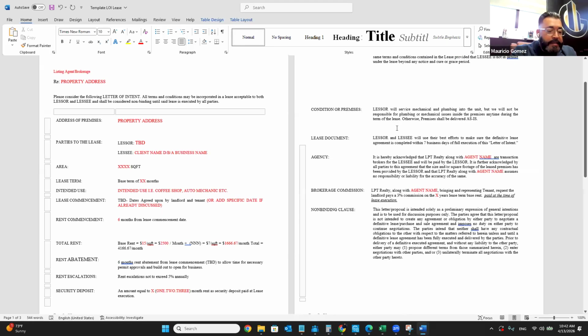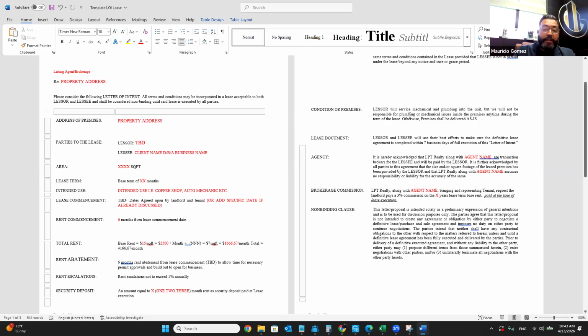The condition of premises. Depending on the condition of the premises, because sometimes we have new plazas, new strip centers. Sometimes we have places that have been not in use for many years. And so there are going to be certain situations where you're going to want the landlord to fix the AC, to put flooring, to put up a wall, a firewall, whatever it might be. But for the most part, it's about mechanical and plumbing into the unit and also the condition of the HVAC.